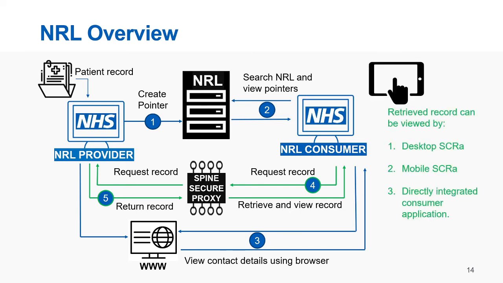Retrieved records can be viewed either on the desktop version of the new SCRA that we saw earlier using smart cards, or in a mobile version of the SCRA accessible from iPads integrated with the NHS Identity Service, making use of biometric authentication such as fingerprints instead of smart cards. Alternatively, a consumer can integrate directly with NRL's API to provide access from within their native application.